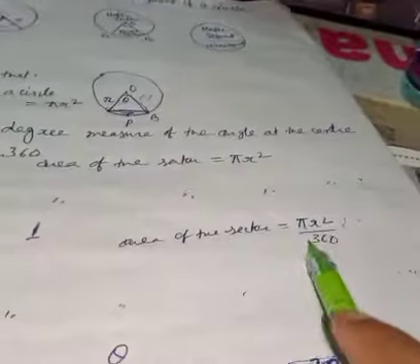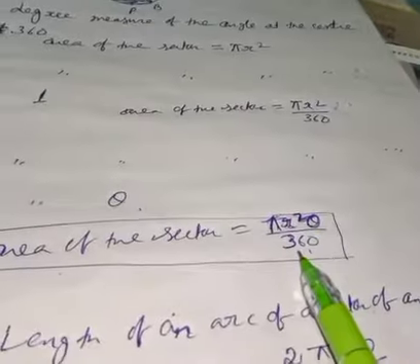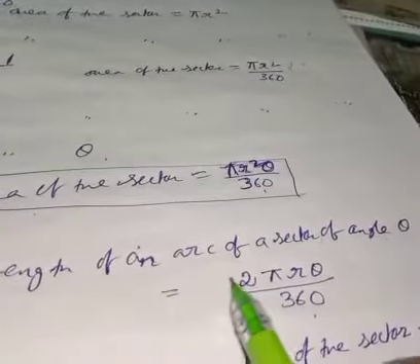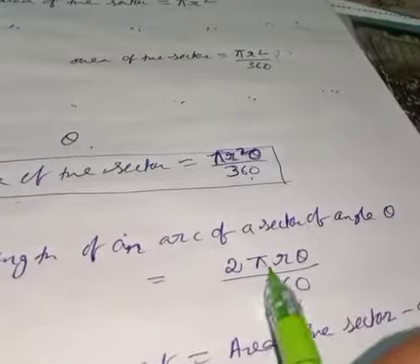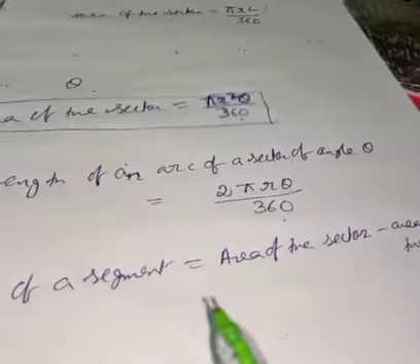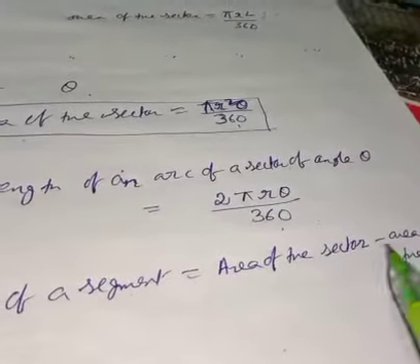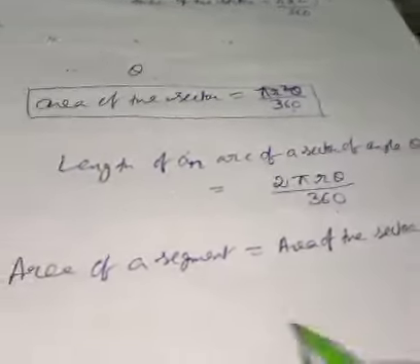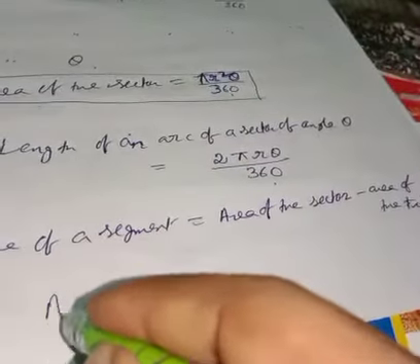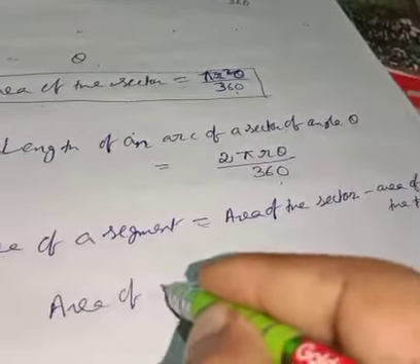So I repeat: to find the area of the sector, you use the formula pi r square theta by 360, to find the length of an arc of a sector of angle theta, you use 2 pi r theta by 360, and to find the area of a segment, you find it in this way.